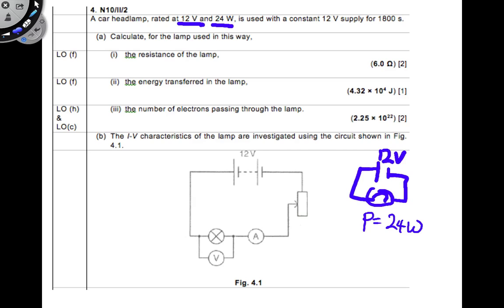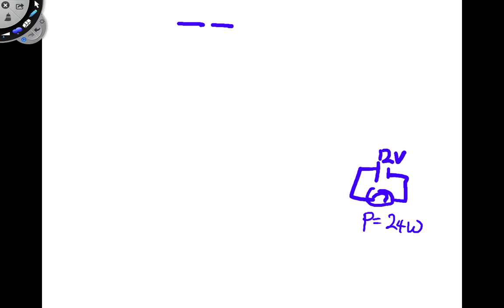Let's calculate resistance. This is not too difficult. To calculate resistance, we just apply our formula directly: P equals V squared over R. Substitute the relevant values: R equals 12 squared over 24, and you get 6.0 ohms.